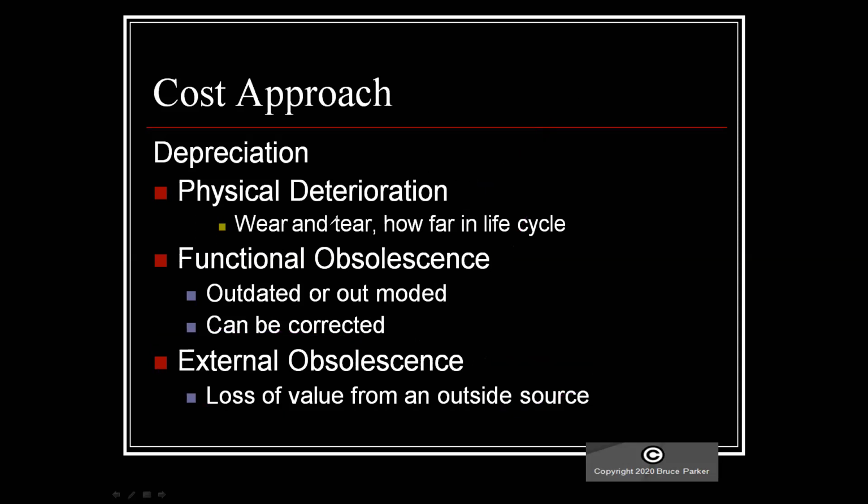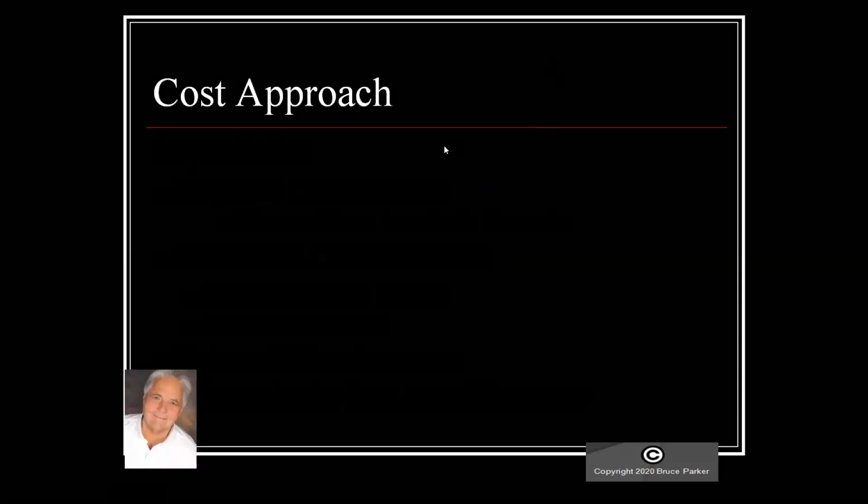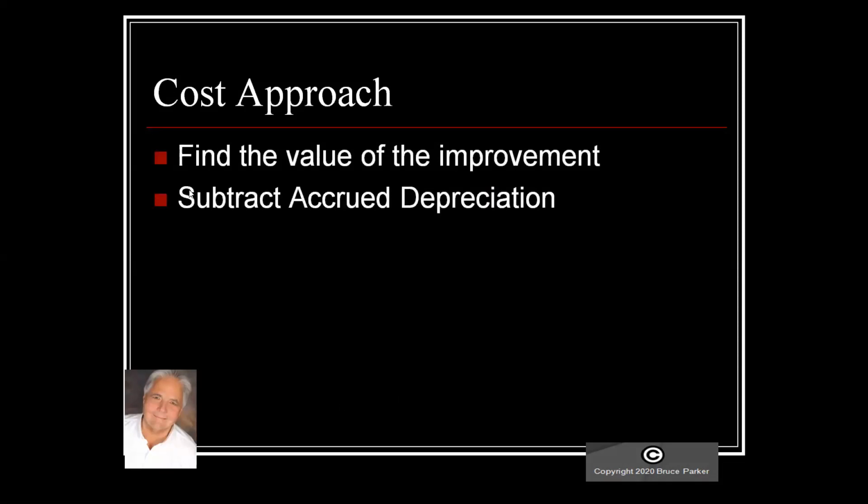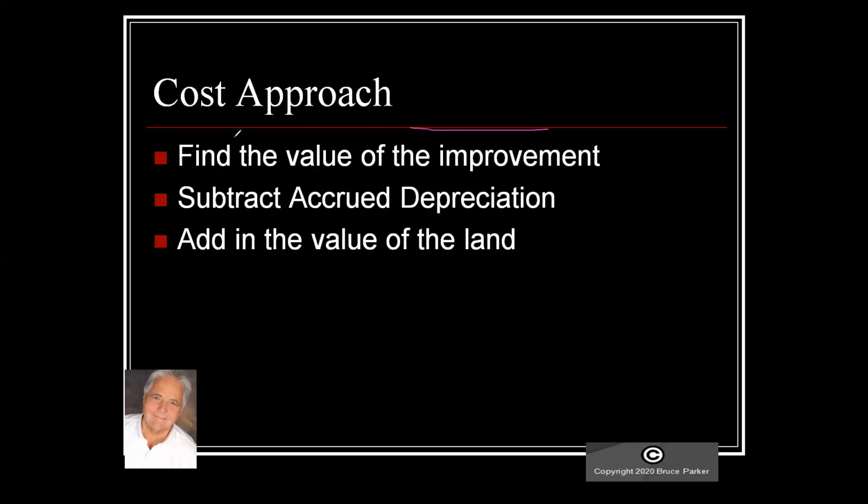Now the question becomes, remember replacement or reproduction, and now we have to calculate how much our nice imaginary building is going to cost us. How much is that building going to cost us? And we have to find the value of that building. So again, in the cost approach, first we're going to find the value of the improvement. We're going to subtract accrued depreciation. We're going to add in the value of the land. That's the last step because land doesn't depreciate. But we still have that question of what's our imaginary building going to cost us to build?